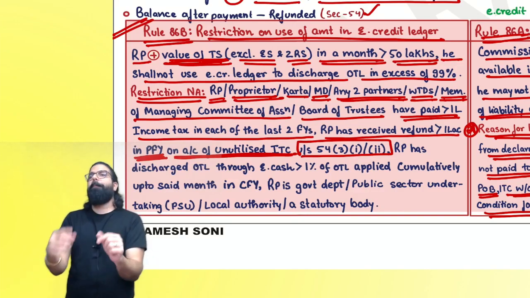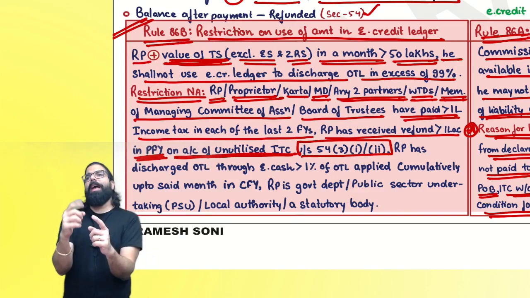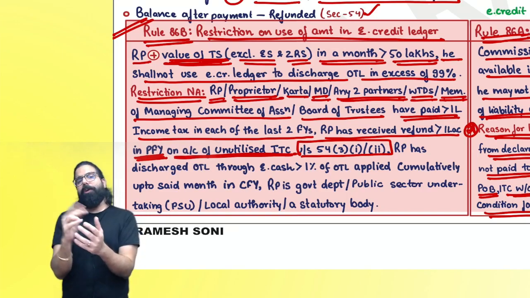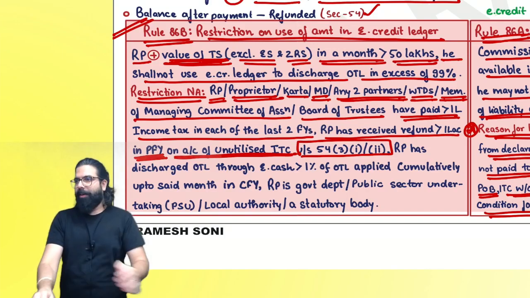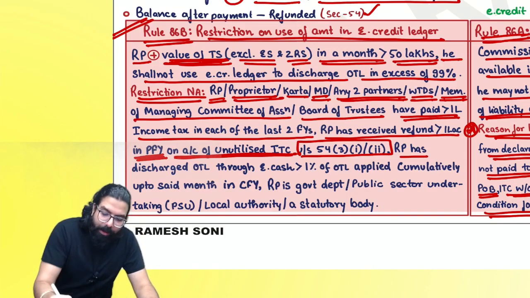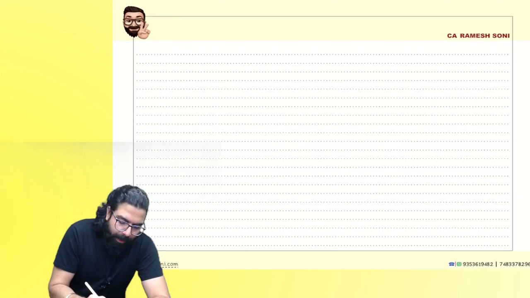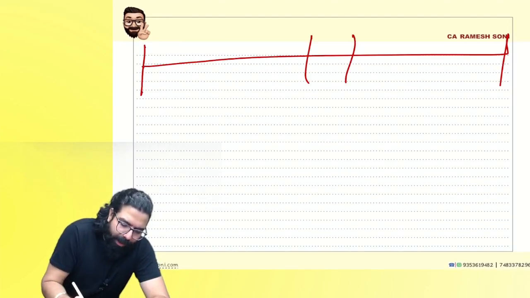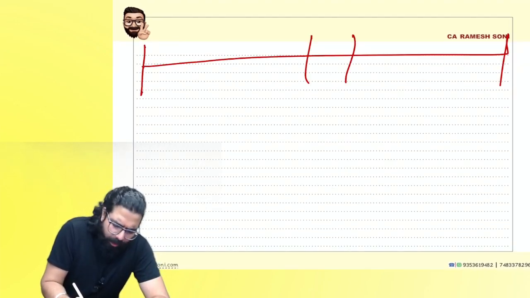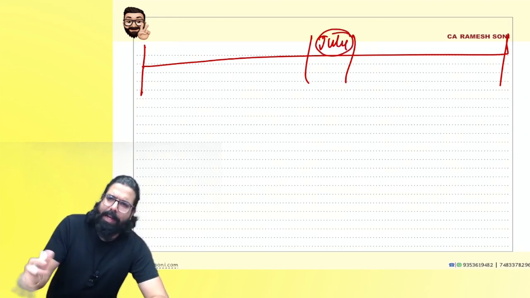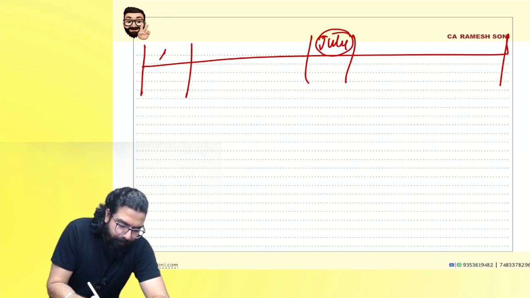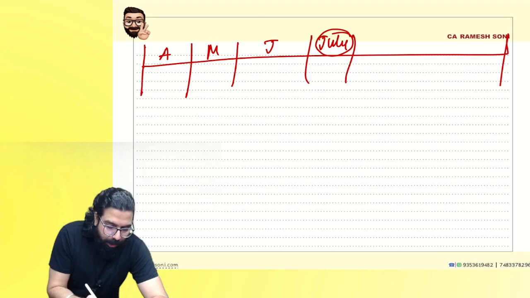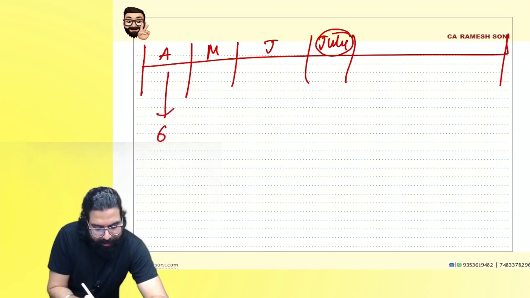Number one, if I paid income tax of more than 1 lakh in the last 2 years. Number two, if I have received a refund of more than 1 lakh in the last year, preceding financial year. Or, sir, supposingly, tell me one thing, everyone. My turnover, I'm in the month of, for an example, July. Okay, everyone? April, May, June. My turnover over here was 60 lakh.